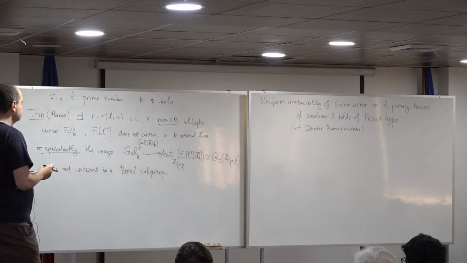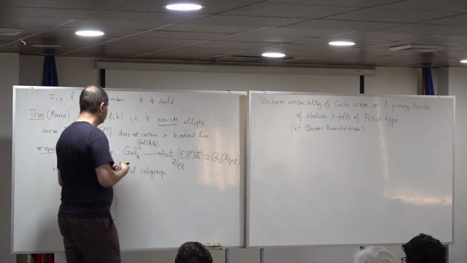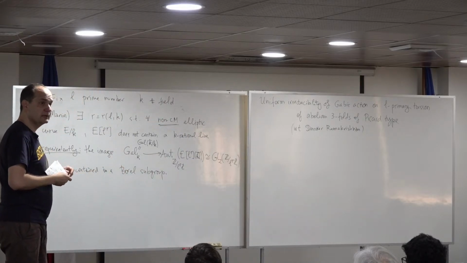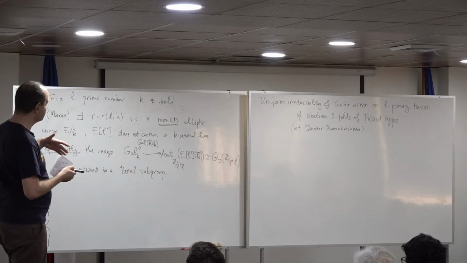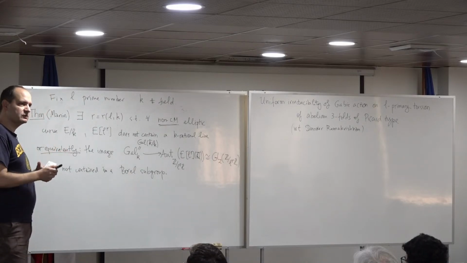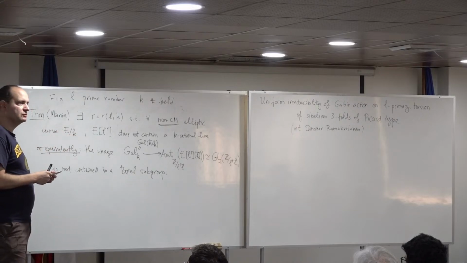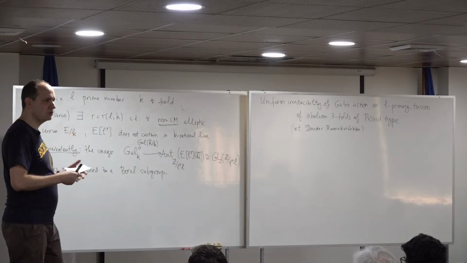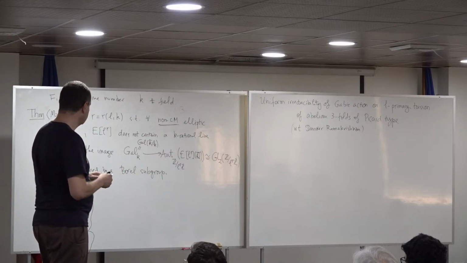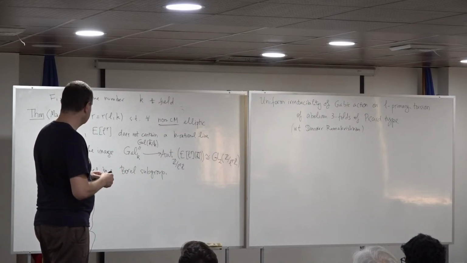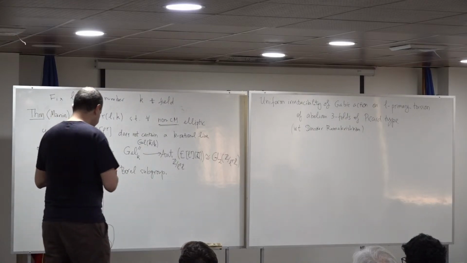I just want to mention that the non-CM condition is optimal, because if you have a CM elliptic curve, once you have a field where the CM multiplication is defined, you will never be able to put the image into a Borel, because it will be in the normalizer of a Cartan.